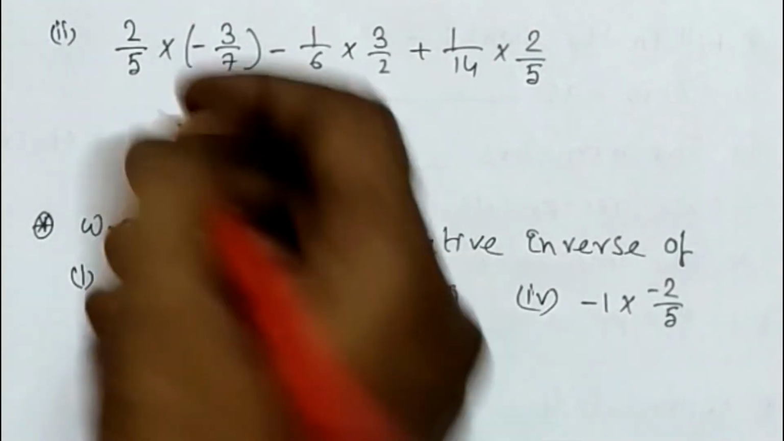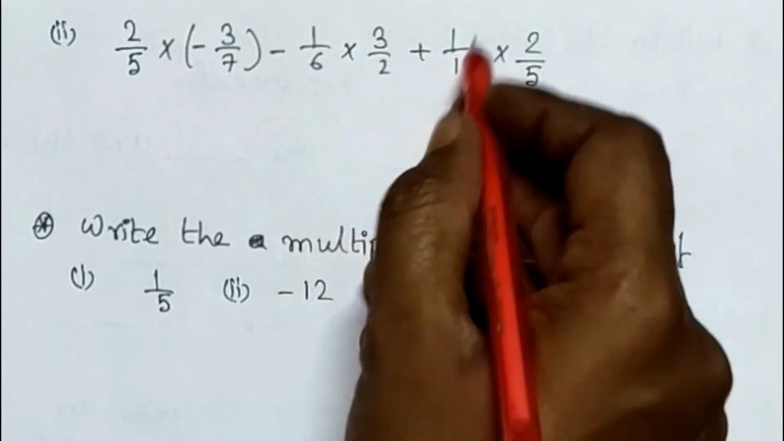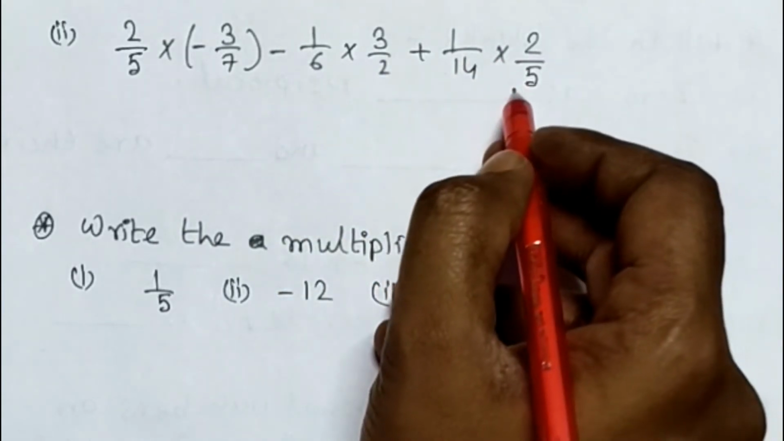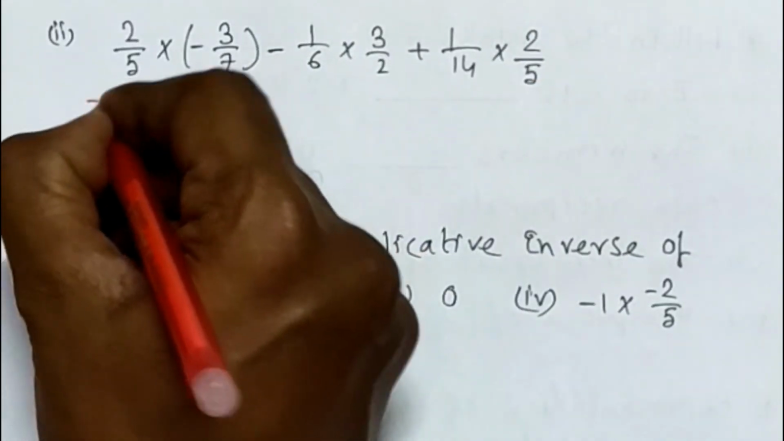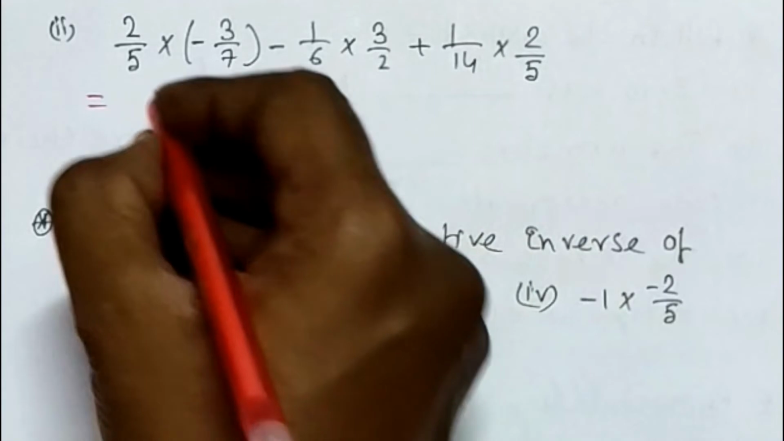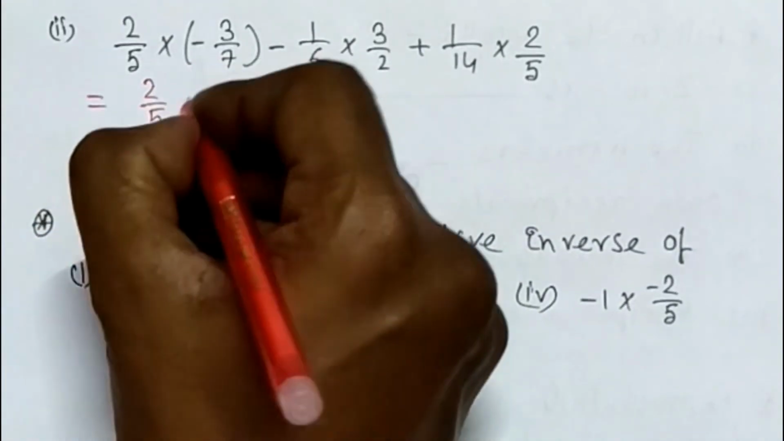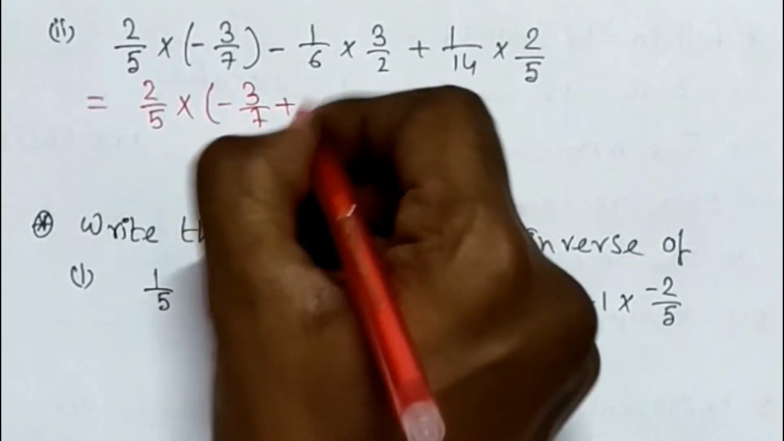In the second problem, 2 by 5 into minus 3 by 7 minus 1 by 6 into 3 by 2 plus 1 by 14 into 2 by 5. Again we have to apply the properties. Look here, there is 2 by 5 and there is another 2 by 5. So we can take 2 by 5 common and write minus 3 by 7 plus 1 by 14.